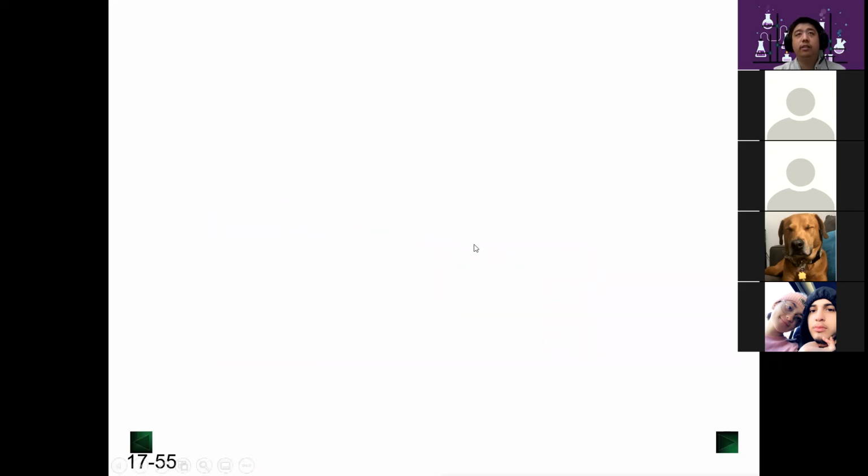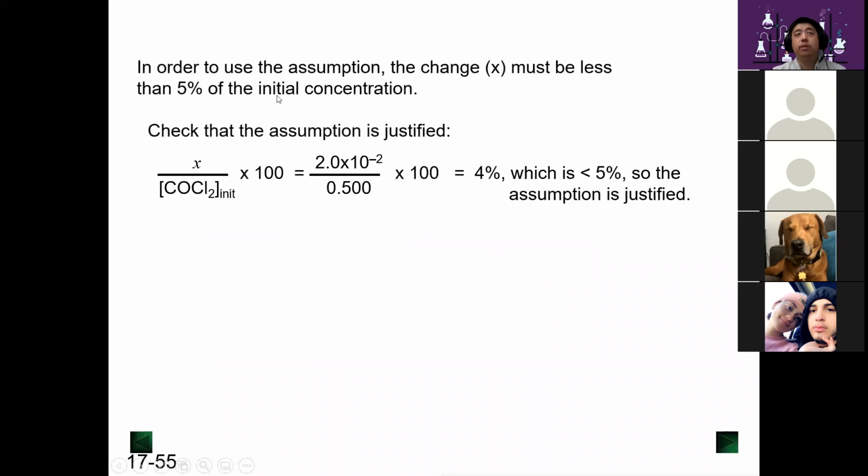Now, with that said, we can use the 5% of the initial to assume this rule. So this is how much we have changed by, right? Compared to the original amount, if I multiply this by 100, this change is less than 4%. So it's less than 5%, so that we can assume that the minus X and plus X's, we can throw those out. The change is so small, we can ignore it. So this is also known as the 5% rule.